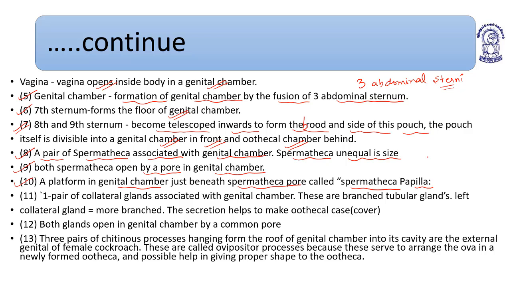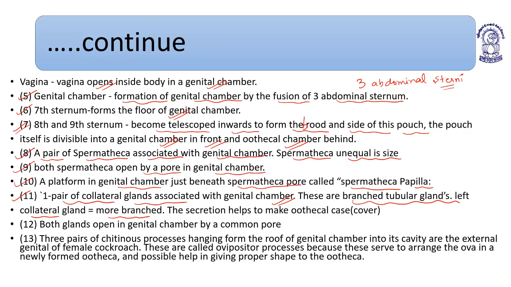There is a platform in the genital chamber just beneath the spermatheca, which is known as the spermathecal papillae. A pair of collateral glands is associated with the genital chamber. These are branched tubular glands. The left collateral gland is more branched than the right collateral gland.